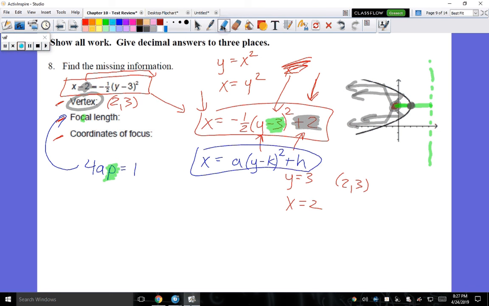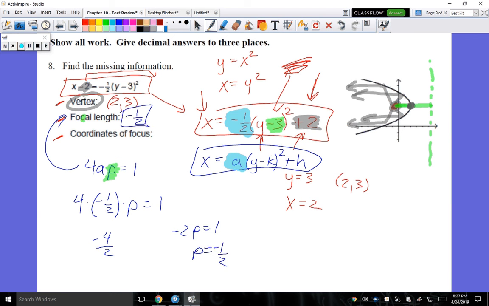And because we see right here that I have an a value of -1/2, I can go ahead and plug that in over here for a. So we'll put -1/2 times 4 times p is equal to 1. Well, -4 times 1/2 becomes -2. So we have -2p is equal to 1. Therefore, p is -1/2. So we have a focal length of -1/2.